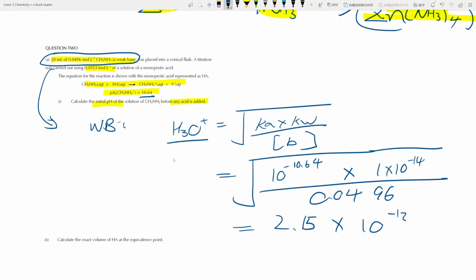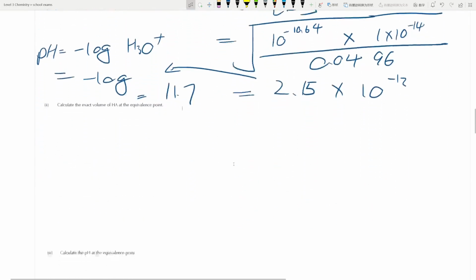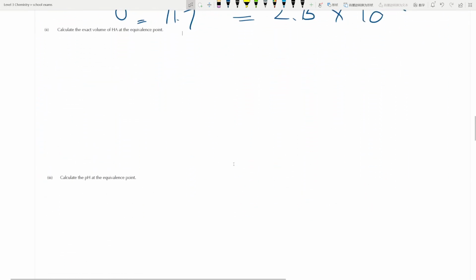Remember, this is H3O plus, so pH equals negative log of H3O plus, and then just negative log that blob, and that's going to give you 11.7. Done. So it's a matter of identifying it's a weak base, then just memorize the equation, chuck it in, look for the numbers, and there. Very easy merit for that particular question.